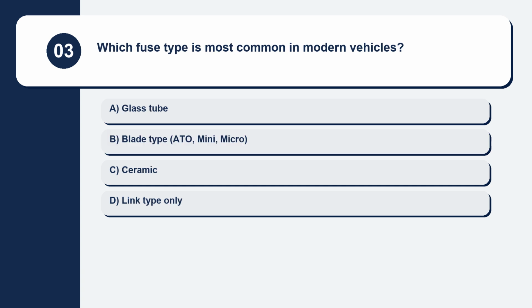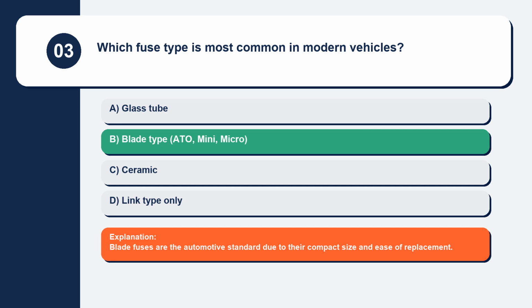Question 3. Which fuse type is most common in modern vehicles? Glass tube, blade type, ATO, mini, micro, ceramic, link type only. Blade fuses are the automotive standard due to their compact size and ease of replacement.